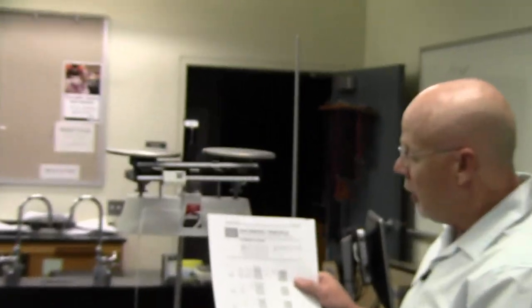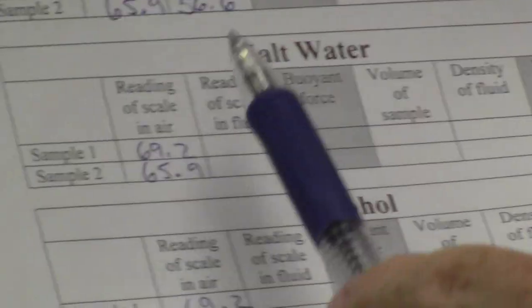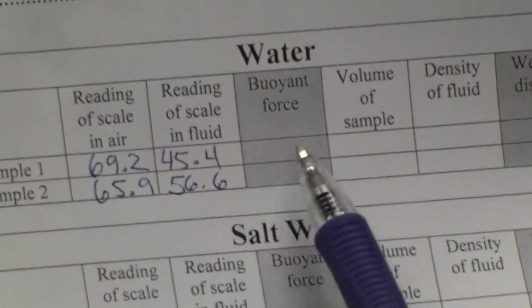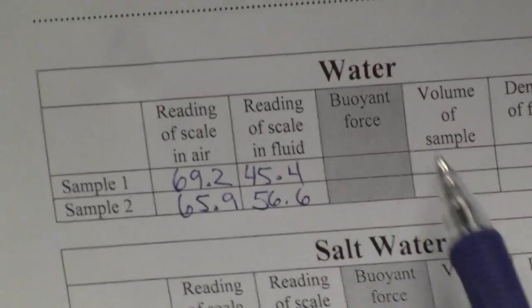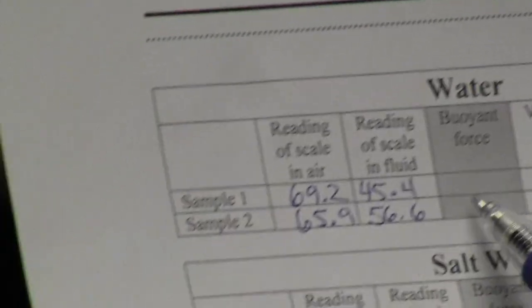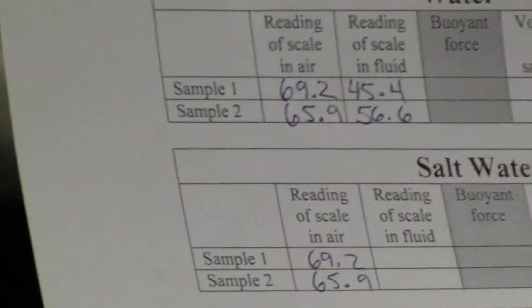And so again, you want to find the buoyant force on this when it's under the water. And so again, subtract the two. And so subtract these two and put that number right here in the gray box. And so that'll give you the buoyant force. And of course, they are different. And again, hopefully you'll notice right away. I'm not going to do the math, I'm going to let you do it. But hopefully you'll see that the buoyant force on the bigger one, sample number 1, is more than number 2.